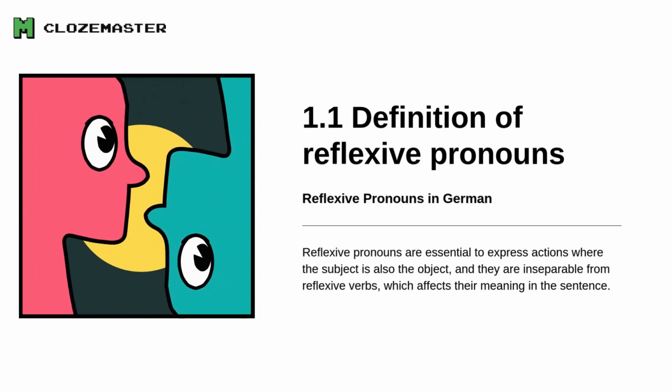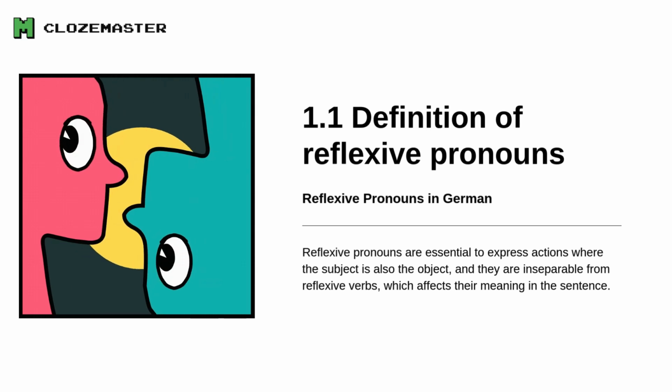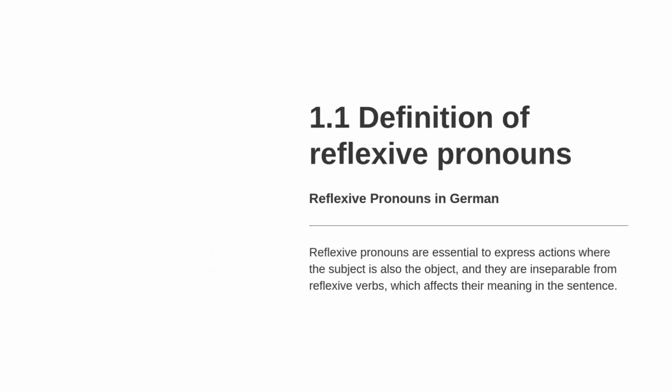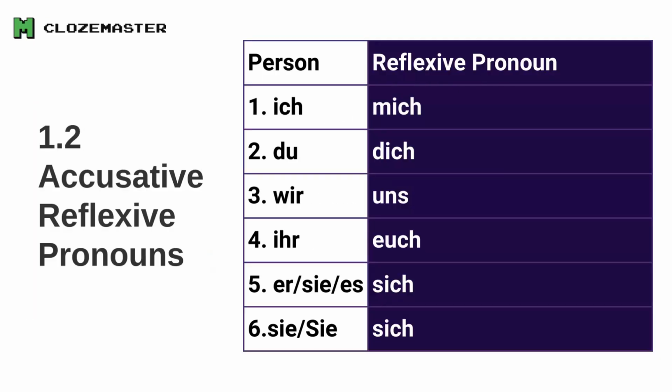German reflexive pronouns come in two cases, accusative and dative. Here are the accusative forms. For ich, we use mich. For du, we use dich. Wir becomes uns, ihr becomes euch, but then er, sie, es, and sie become sich. So this is a special reflexive pronoun that you can only see when we are using reflexive verbs. It's not used for any other purpose.